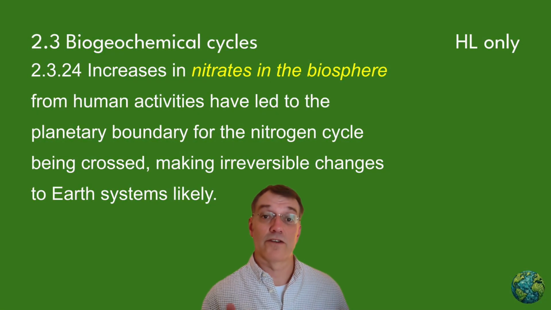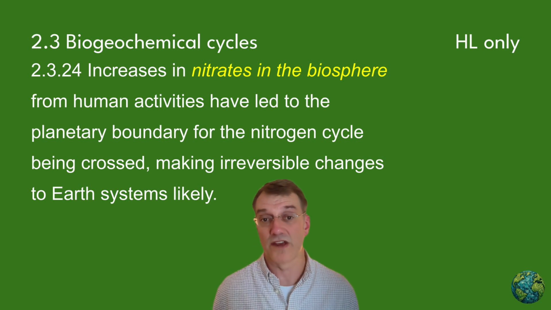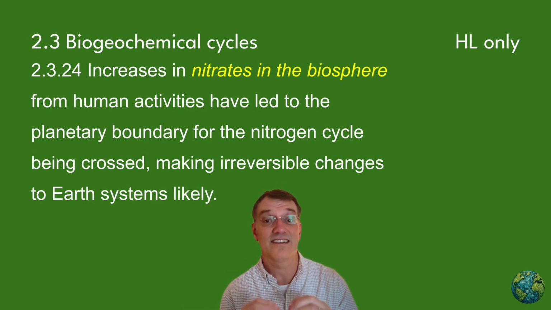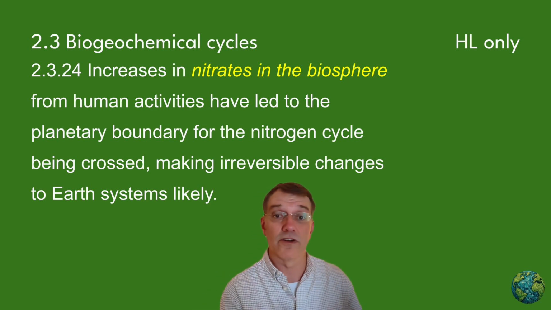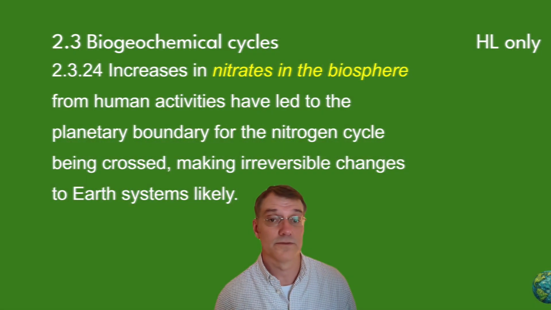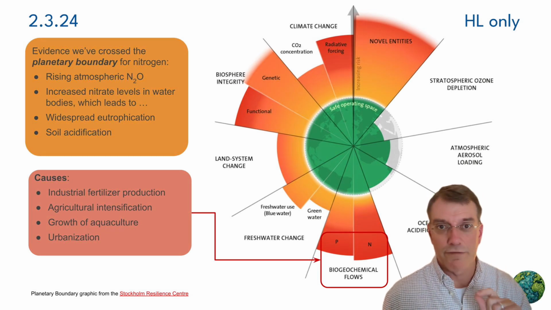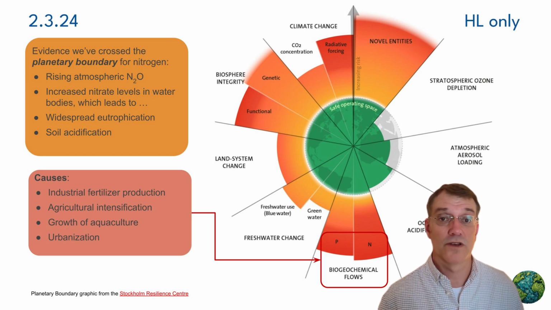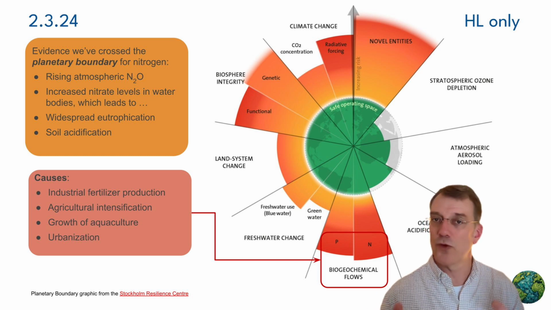The accumulated effects of human nitrogen use have now pushed us beyond the planetary boundary for the nitrogen cycle. This means we've exceeded Earth's capacity to maintain a stable nitrogen balance or equilibrium, potentially leading to irreversible changes in Earth's ecosystems. Look at the Stockholm Resilience Center's planetary boundaries diagram, which we first saw back in ESS topic 1.3, sustainability frameworks. You can see that biogeochemical flows, particularly nitrogen, have moved well into the high-risk red zone.